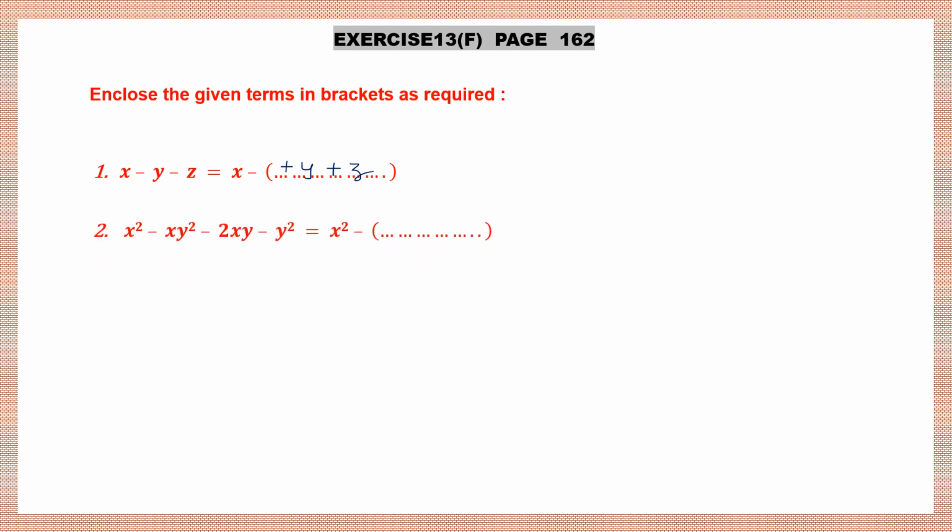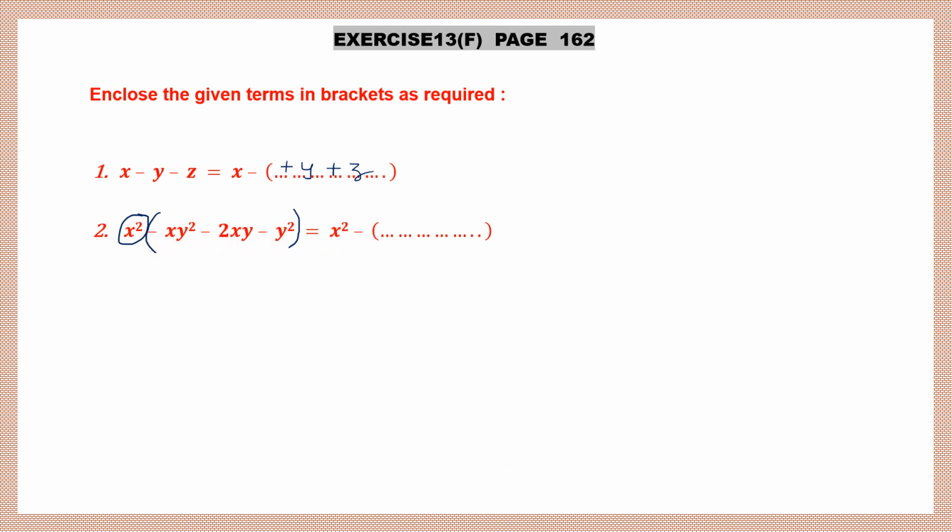Next one, question 2. So here we have x square minus xy square minus 2xy minus y square. And on the right hand side, we have x square. So we only have this on the right hand side. That means we have to insert all the rest into brackets. So before you insert into brackets, check the sign before the bracket, that's minus. That means the sign of all these terms will change.